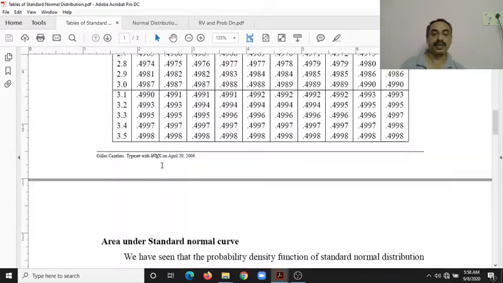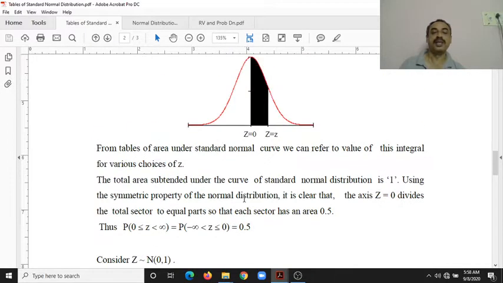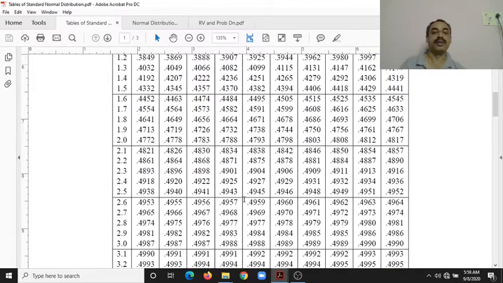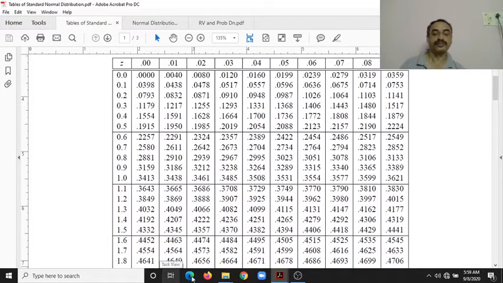So we can have an example with a value of z. Now if you choose z equals 1.85, the probability of z between 0 and 1.85 will be 0.4678. We can refer to this value from the tables, that is, the 1.8 row and the 0.05 column. So for 1.85, the row 1.8 and column 0.05 coincide at 0.4678.